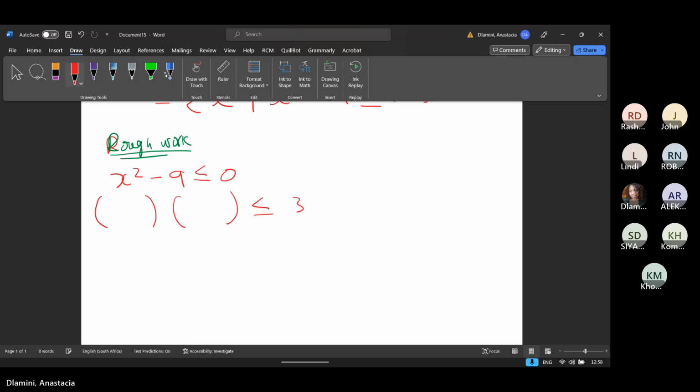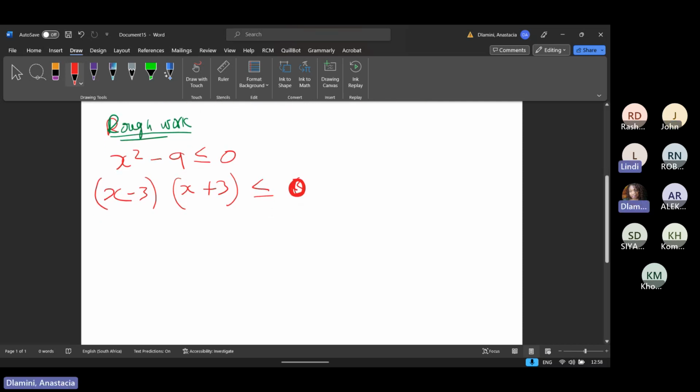This is 3. Okay, this is 0. Why am I saying 3? My brain. (x - 3)(x + 3). Are we all together there? Yes. Then you find critical values. You say CV.